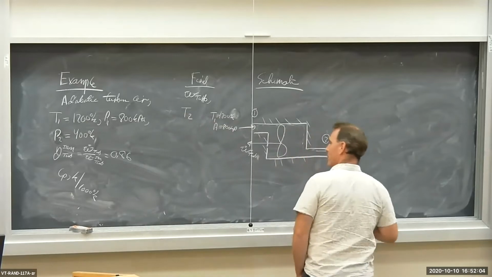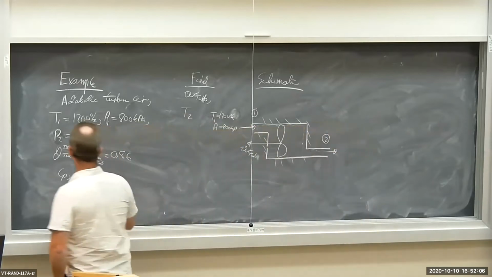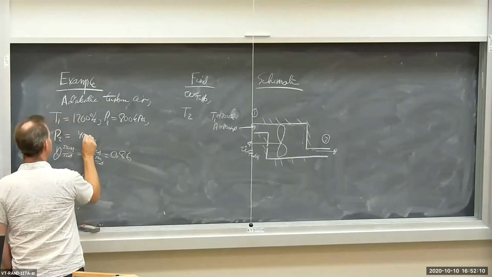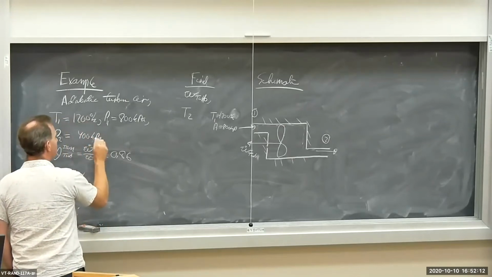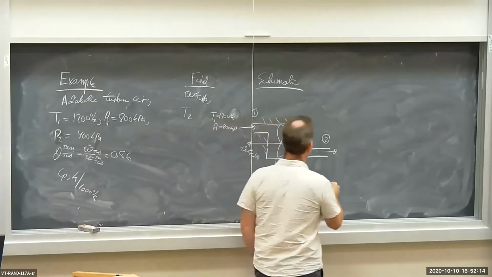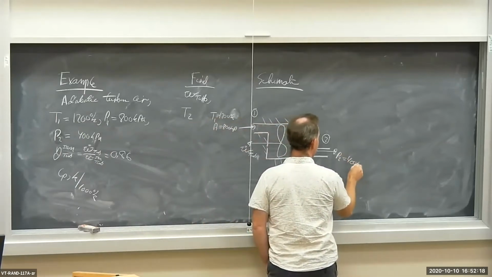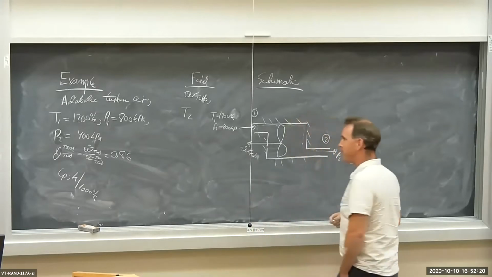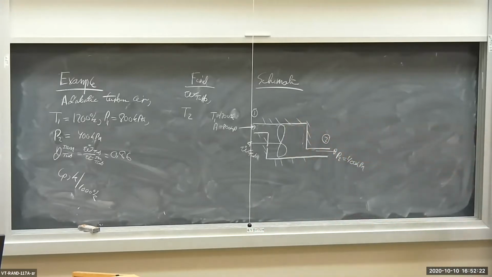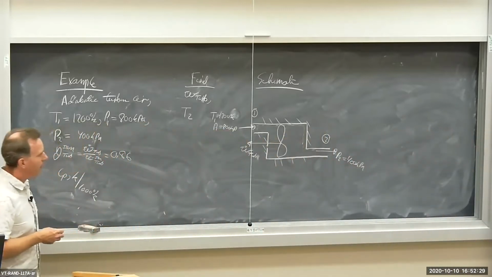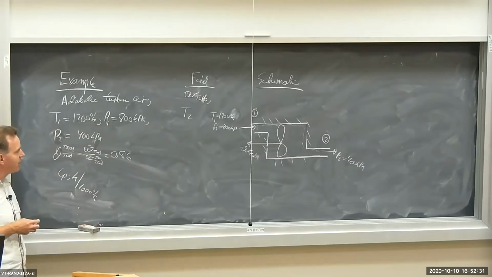And the outlet pressure is 400 kPa. So pressure falls as we go through the turbine. So P2 is 400 kPa. And as a result of the pressure falling, this turbine extracts work. W dot turbine is a work-producing device.